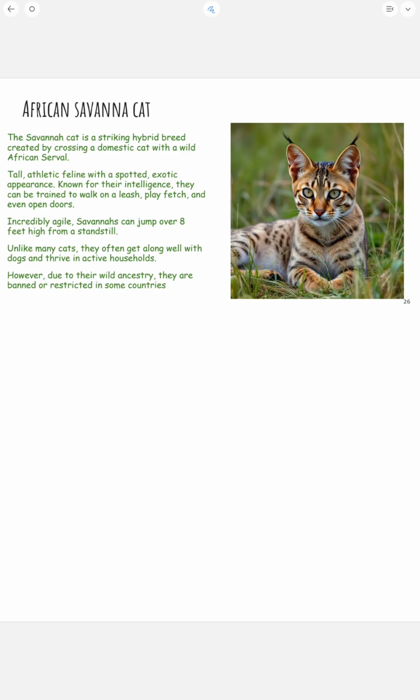You can walk them on a leash also. Very agile, can jump over 8 feet. Look at that. Quite an active cat, so they get bored quite easily, so they require a lot of stimulation, otherwise they'll get quite bored and destructive. All right, but then as you can imagine, due to their partial wild ancestry with the African serval, hybrid that they are, they are banned in some countries.